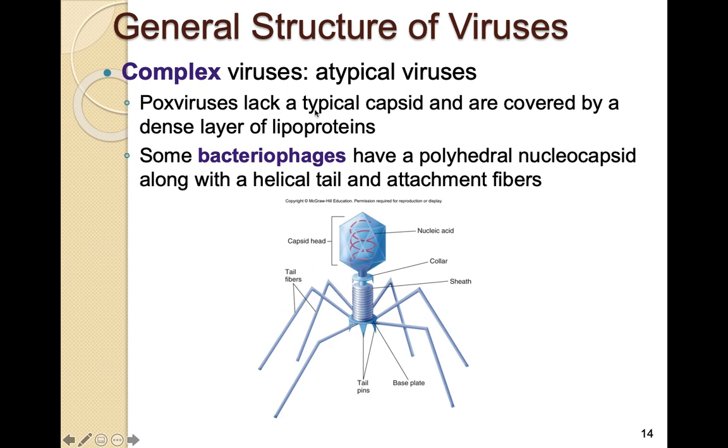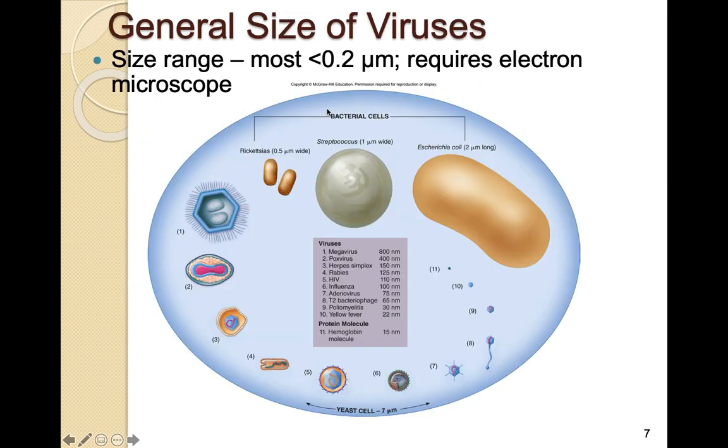One of the last shapes of viruses are something called complex or atypical viruses. These guys are very interestingly shaped, and one of the very common forms of these guys is something called a bacteriophage. These are viruses that have different shaped capsids other than the two common ones, helical and icosahedral. Something's going to have other. They also tend to be covered sometimes in a big thick layer of a fat protein complex, as you can see with that pox virus over here.